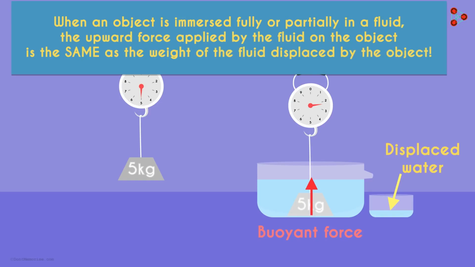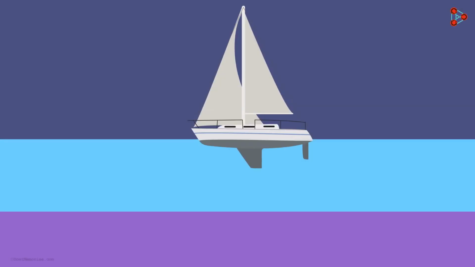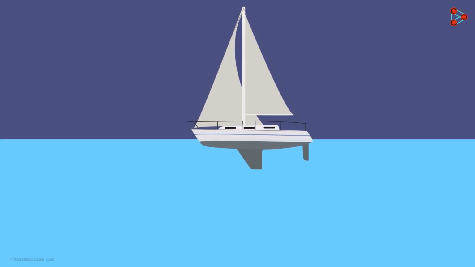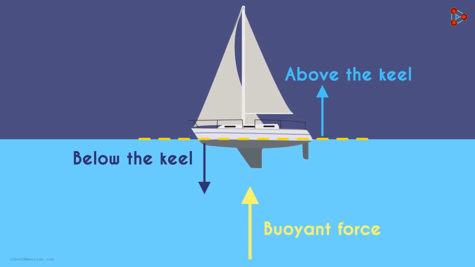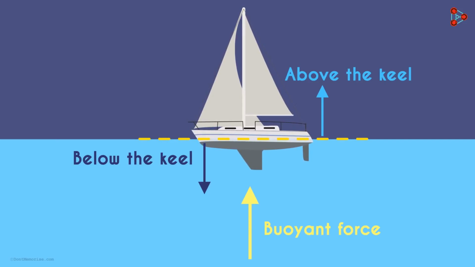Where is this principle applied? Can you think of examples? How do you think large steel ships float? It's simple. If the weight of water displaced by the vessel below the keel is equivalent to the vessel's weight, then everything above the keel will remain afloat. That's because the water too applies an upward buoyant force on the ship, which is same as the weight of the water displaced by it.